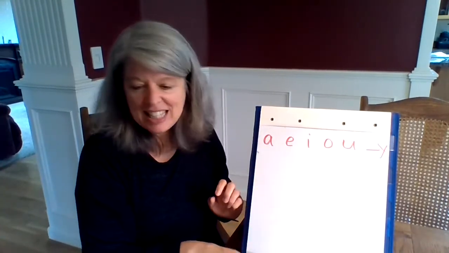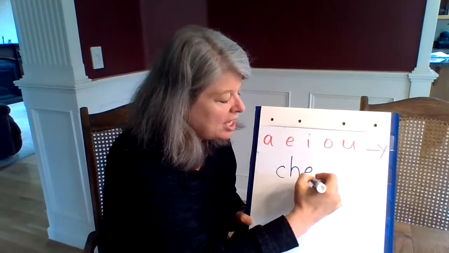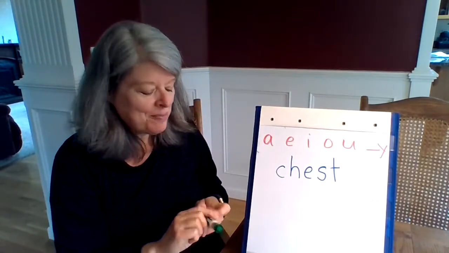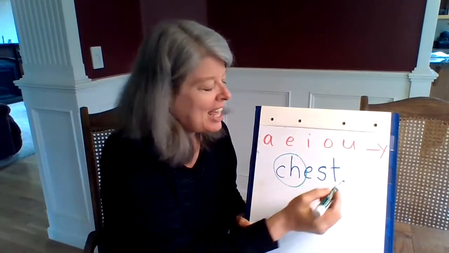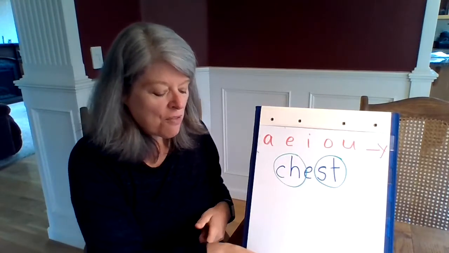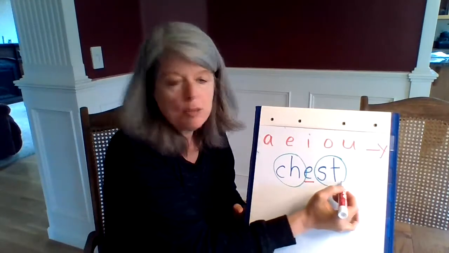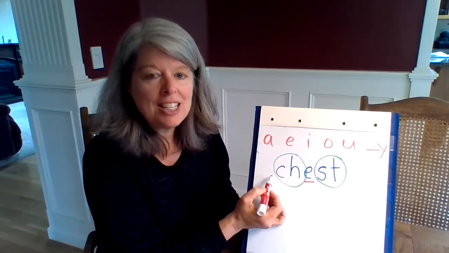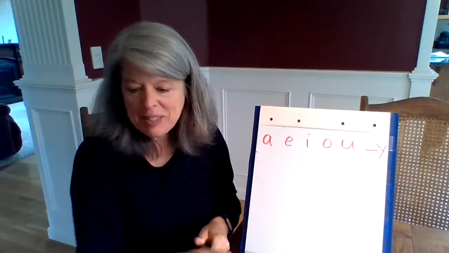All right, write these letters. C, H, E, S, T. We circle CH, which says ch, that's a digraph, and ST says st. And our vowel, it's just one letter. We have consonants at the beginning and end of it, and so the E says eh, and the word is chest. One more word to spell together.